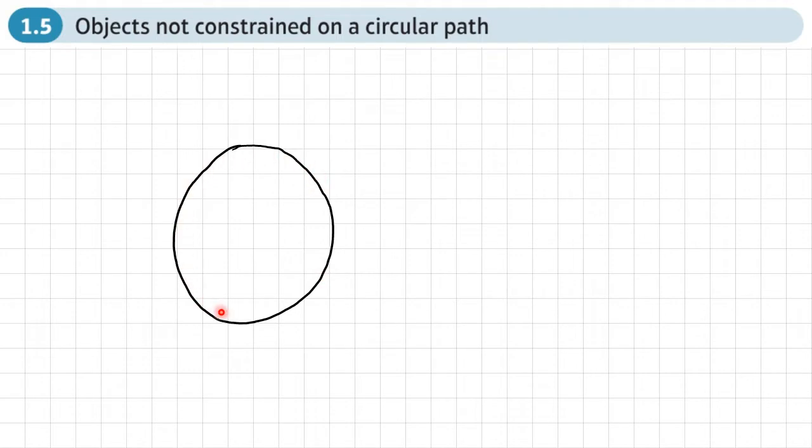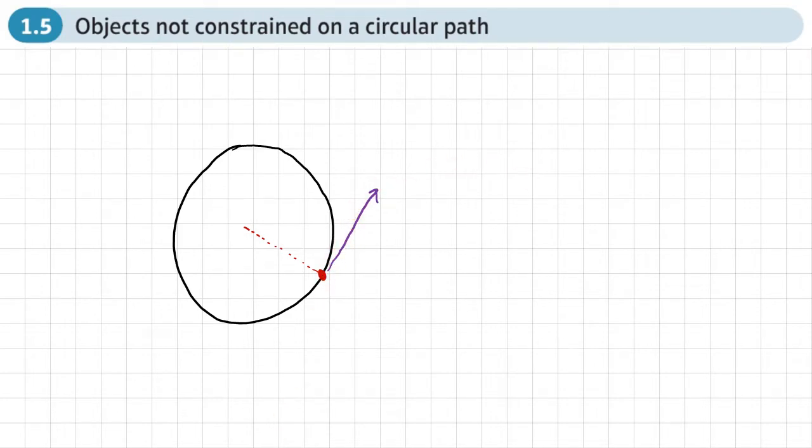So maybe if you've got something going around like this, and let's say at this point the string breaks, then what's going to happen is that object will now follow a normal path that we would expect where gravity is involved, like projectile motion. So let's draw something like that. Let's say that an object, when it gets to this point, leaves the circular path, so its initial velocity is going to be like this, and then it's going to follow projectile motion.